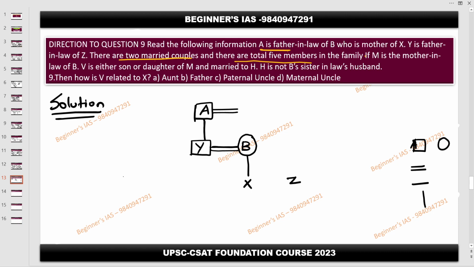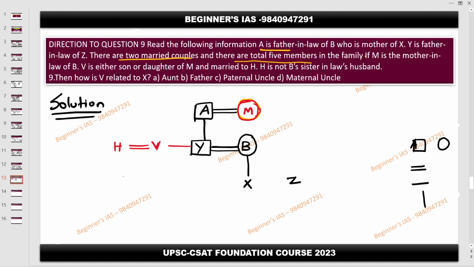If M is the mother-in-law of B, then obviously M should be here. Clear? Mother-in-law of B means M should be here. Now V is either son or daughter of M. Therefore, this person V is going to be the sibling of Y, and married to H. So these people are married. I don't know the identity.